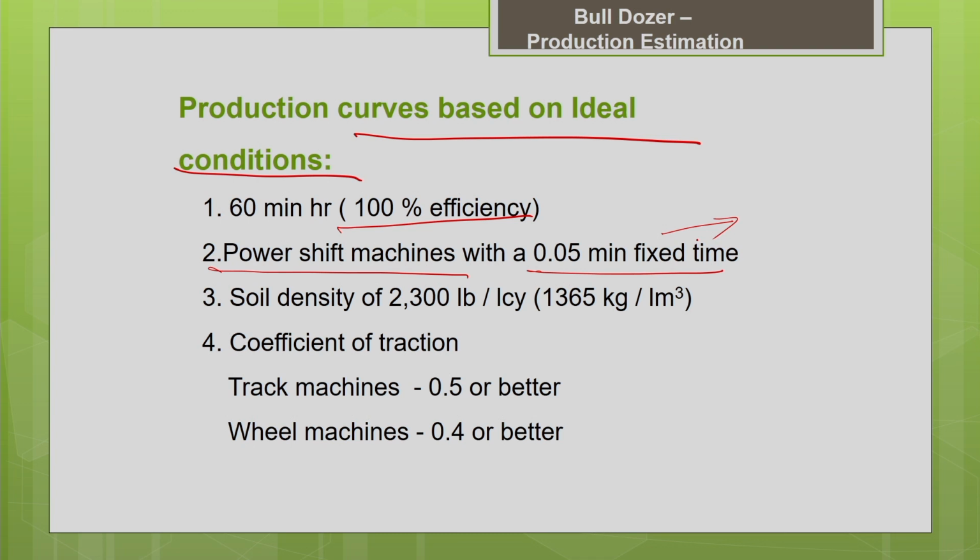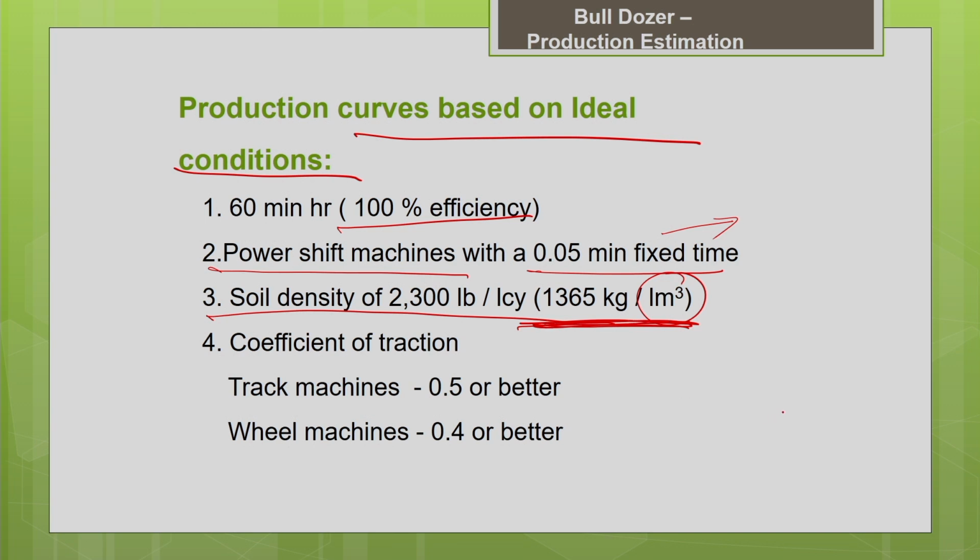It may be 0.1 minute. So, you have to apply the correction factor accordingly. And the curve is valid only for the soil density of, say, 1365 kg per meter cube, loose meter cube. It is given in the loosened state, 1365 kg per meter cube.